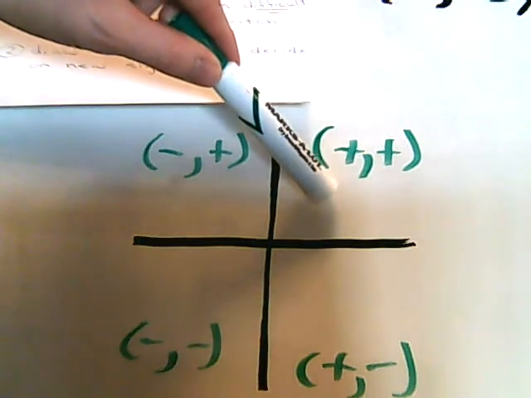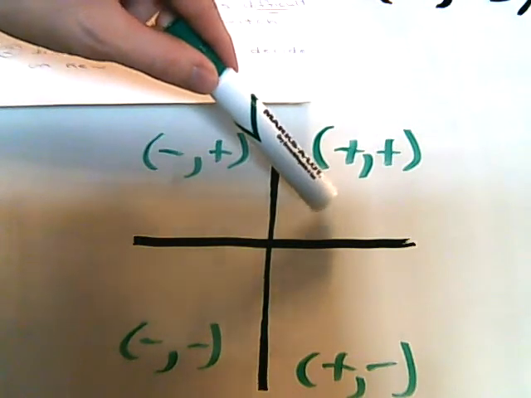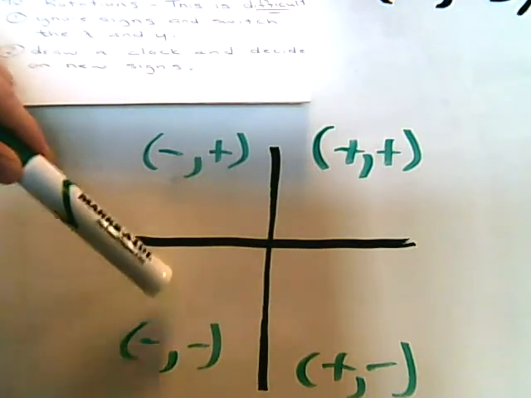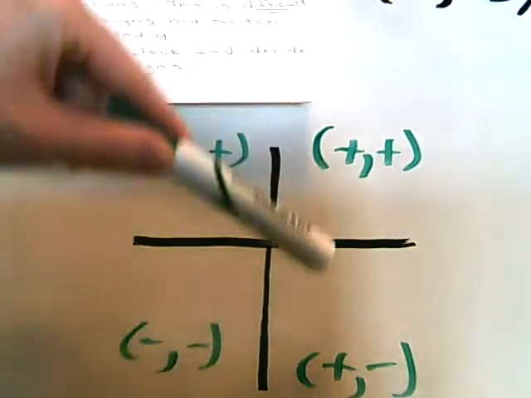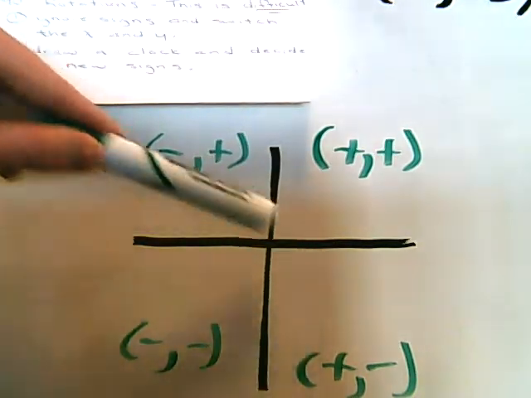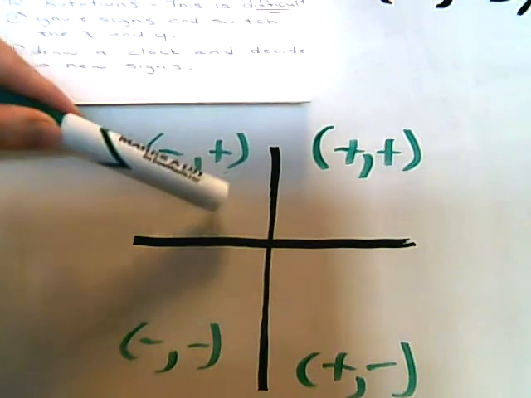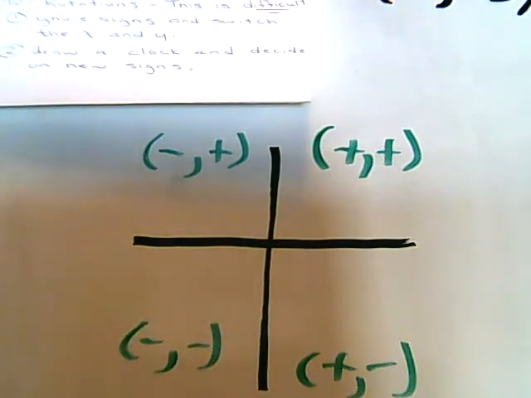So you had positive, positive. It changes the signs of your numbers to negative, negative. If you were here, you'd go there. Here, positive, negative, it switches to negative, positive. Okay, so that's really easy. The numbers don't change at all. It's simply just the signs.